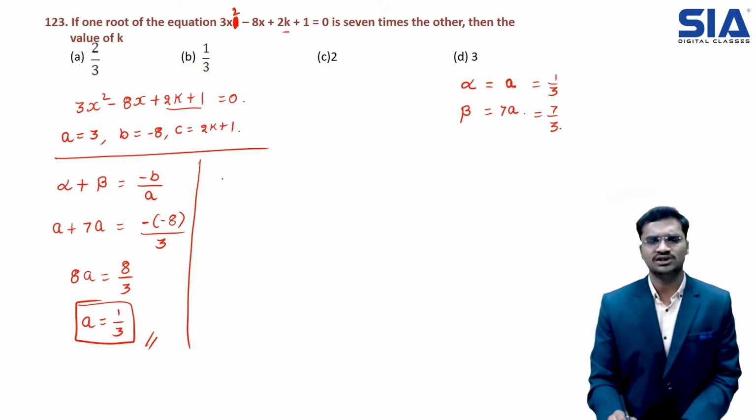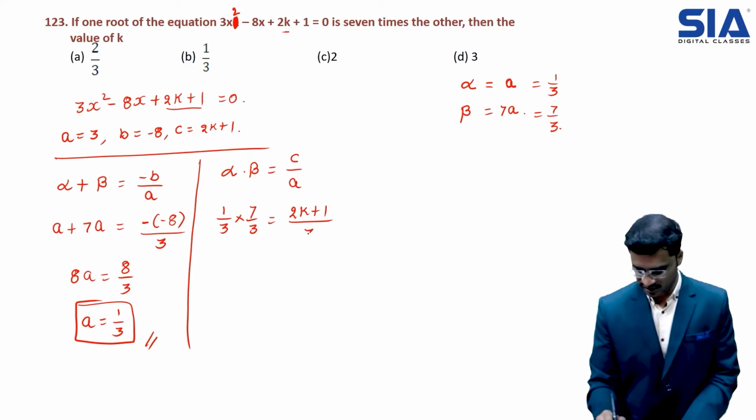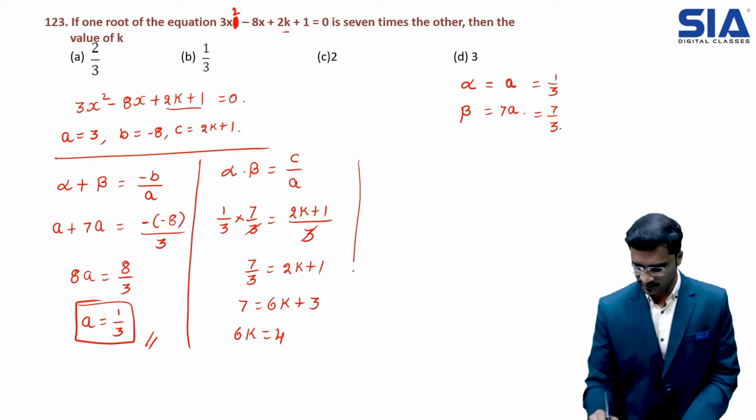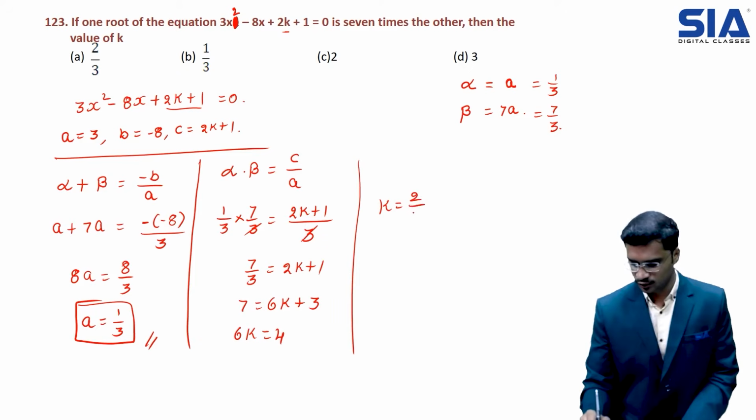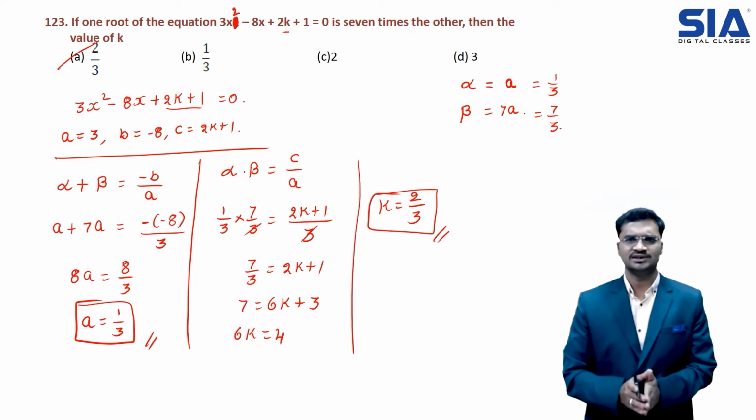Now let us see the product of roots. We know that alpha multiplied by beta, the product of the roots, equals c by a. So 1 by 3 into 7 by 3 equals the value of c, which is 2k plus 1, divided by the value of a, which is 3. So 3 and 3 get cancelled, and I am left with 7 by 3 equals 2k plus 1. So 7 equals 6k plus 3, then 6k equals 4, then the value of k is 2 by 3. So our answer is 2 by 3, which is option A.